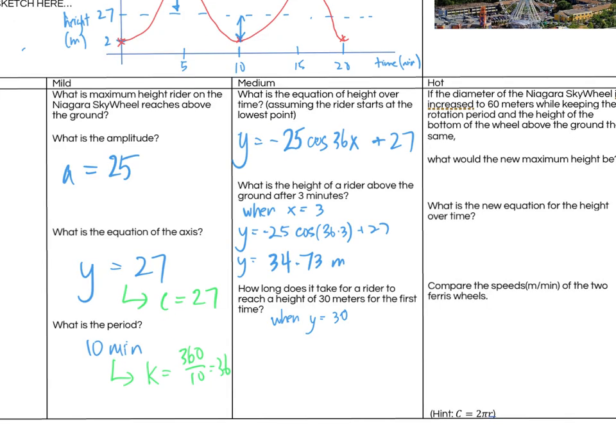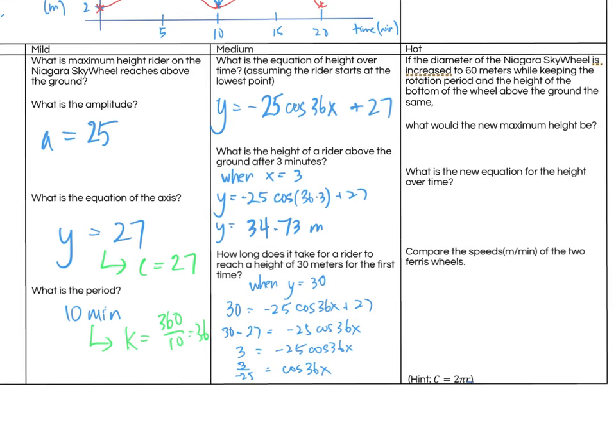The next question asks, how long does it take for a rider to reach a height of 30 meters for the first time? In other words, when y equals 30. I'm going to plug in y equals 30 and solve the equation. So by substituting in 30 for y, I rearrange, and now I have cos 36x equals negative 0.12. Now I just need to do the cos inverse, and then I end up with 96.89 equals 36x. Last step is to divide by 36.